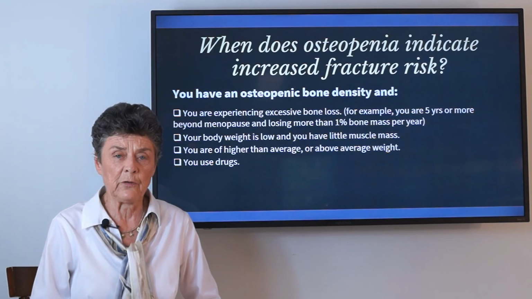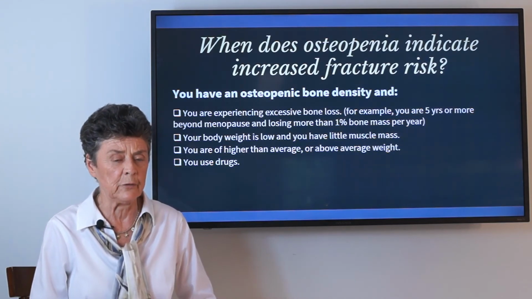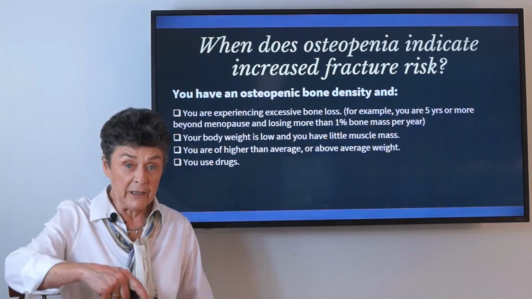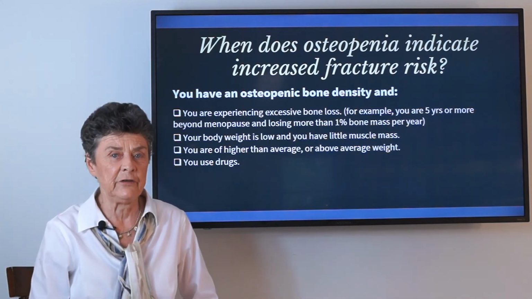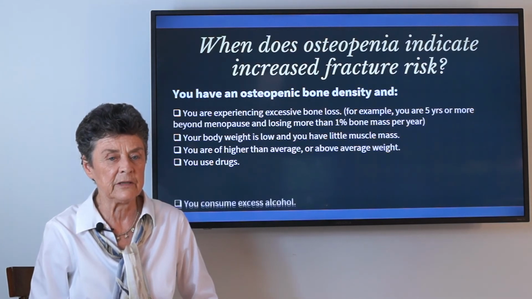We'll have a list of all those for you, and we've written several blogs on those. So look at your medications, see if they damage bone. And if you have osteopenia and you're using these medications, then you're in that class where this osteopenia could be an important thing to pay attention to.